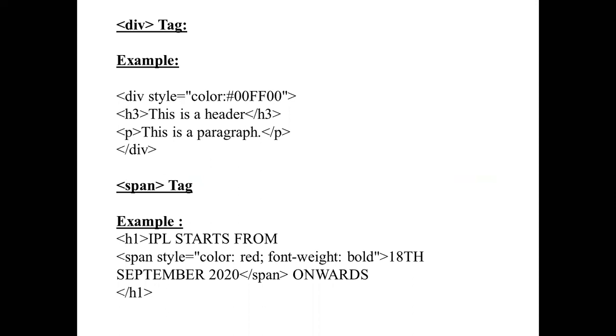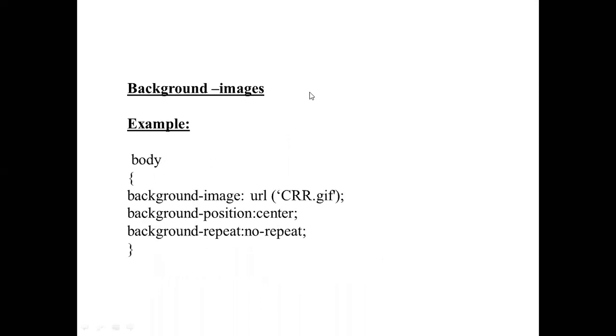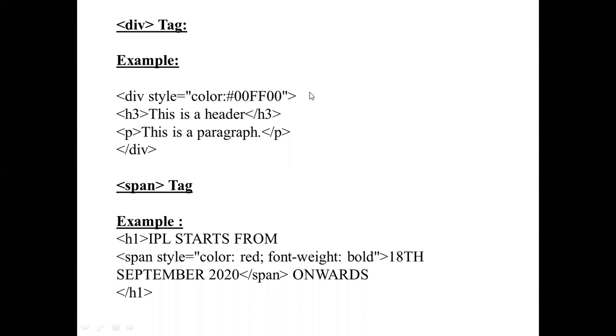Next one, the div tag. The div tag defines a division or section. It divides the HTML content into different sections. Later on, we apply CSS style to that section. For example, div style equal to color 00ff00, with an h3 header and a paragraph inside. We apply the style to this part of the HTML, and the color here is green.